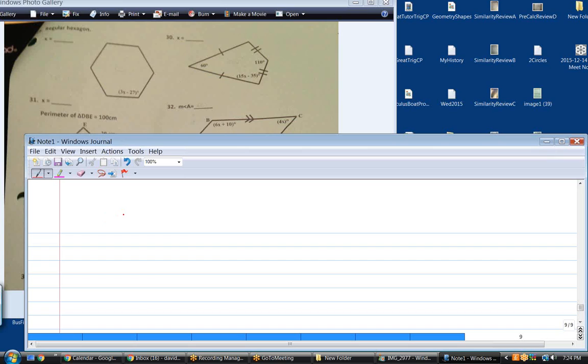So, how many angles do we have here? You have 4. Do we know them all? We know 2 of them. I know all 4 of them. That one's 60. What's this one? Same as this one. What's this one?